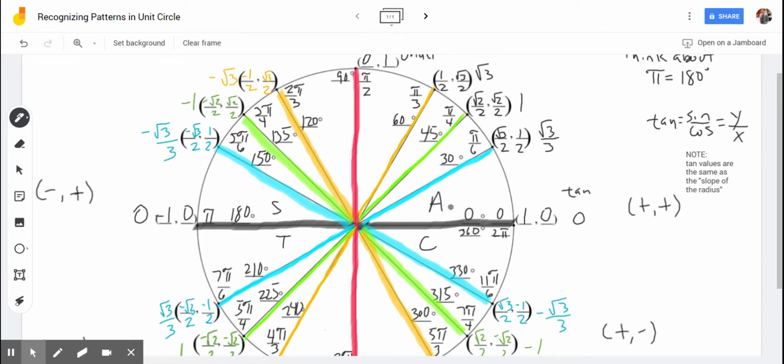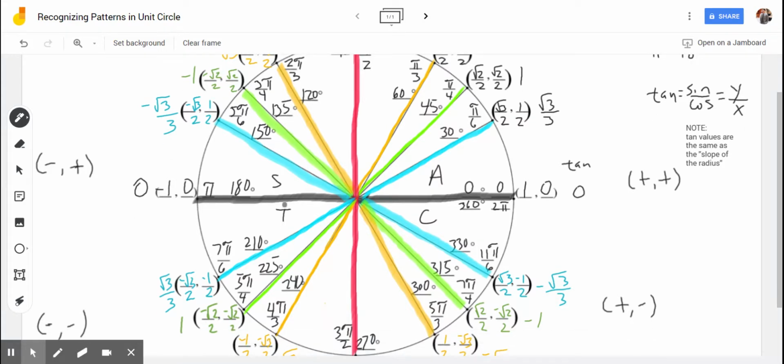In quadrant 1, A stands for all, because all of the trig values are going to be positive. Whereas in quadrant 2, S stands for sine, because only the sine values are going to be positive, and therefore the cosecant values are going to be positive. Quadrant 3, it's only tangent, and then in quadrant 4, it's only going to be cosine values that are going to be positive.